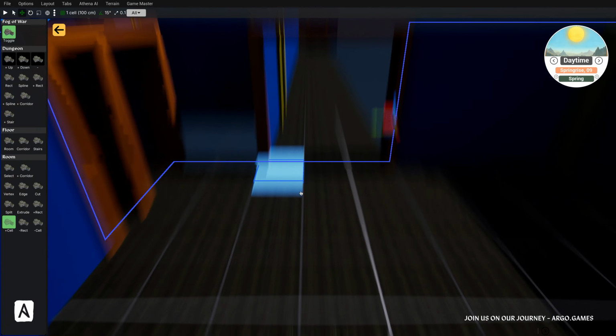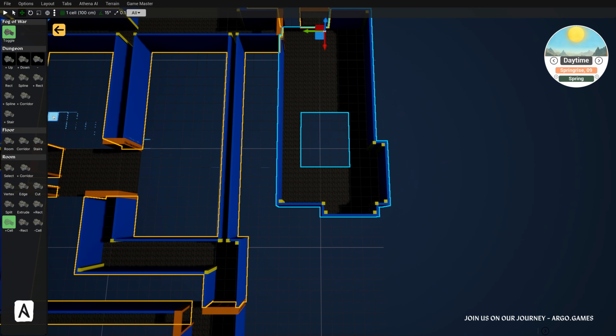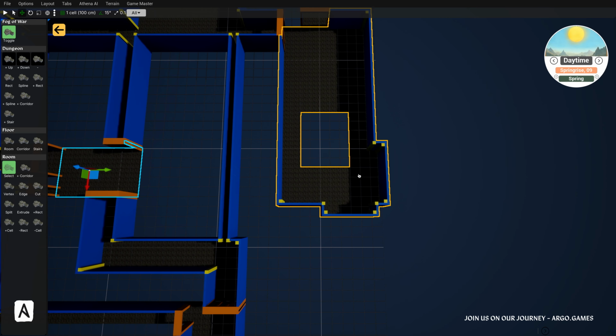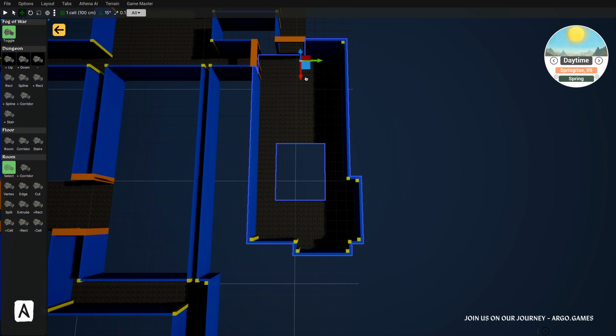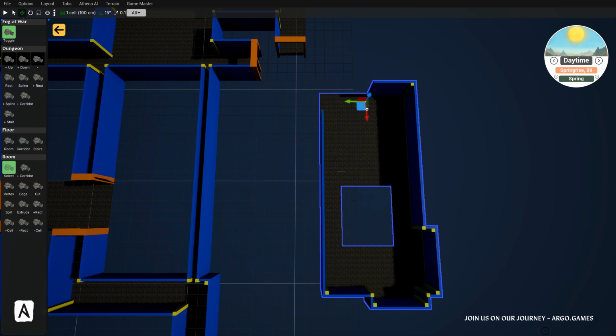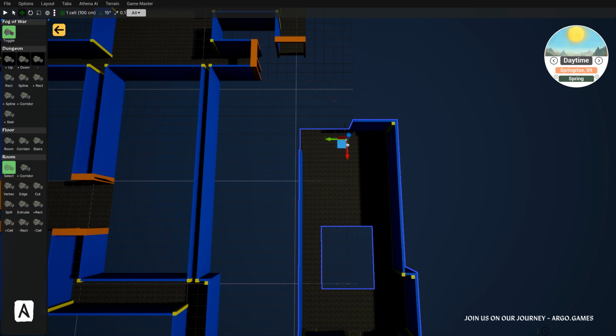The dungeon level is not just data. The editor uses the spline shapes to generate floor meshes and place wall meshes. Game masters do not need to manually place every floor or wall piece. The editor handles that from the layout.